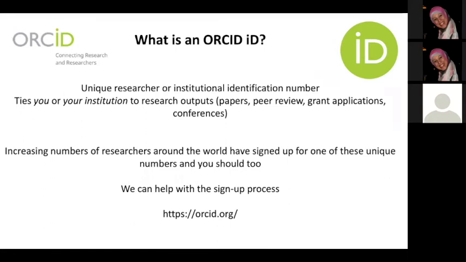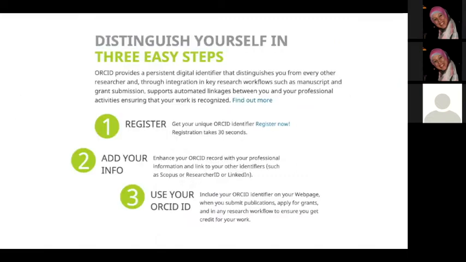As I mentioned already, one of the main ways to build your profile as a researcher internationally is number one, to be findable, but number two, to have an effective CV. And you can use these systems, Orcid being the number one approach, to build a CV without really doing all that much work. So increasing numbers of researchers around the world have signed up for one of these, and you should too. So have a look at orcid.org. We can help you with the sign up process if you're interested.